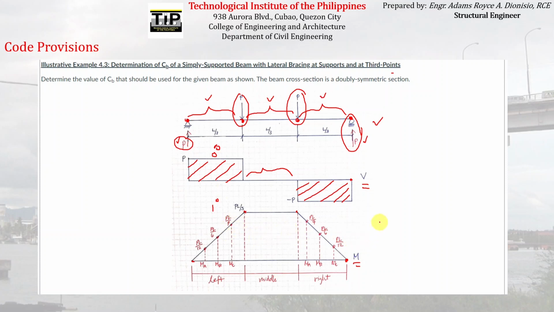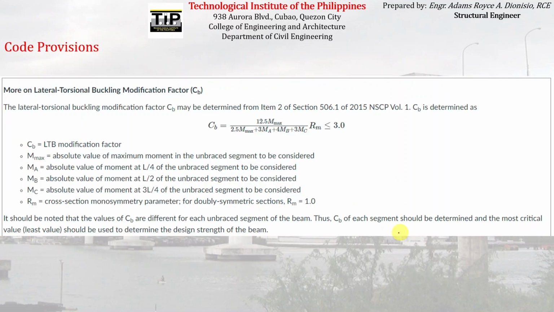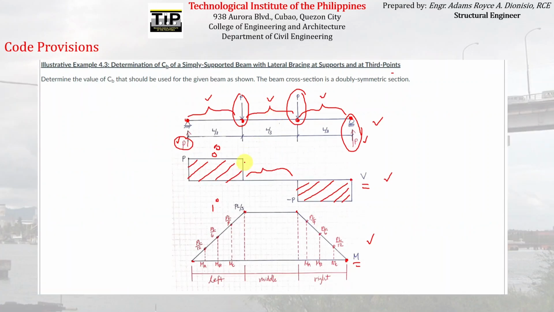Okay, so we have computed the shear diagram to be able to draw the moment diagram, because as you can remember from the formula of CB, we have to get MA, MB, MC, as well as Mmax, which are the corresponding moments at every point here on the unbraced length. So we have to solve CB for each of the unbraced lengths. So we have to solve three CB here, CB for this span, and this span.